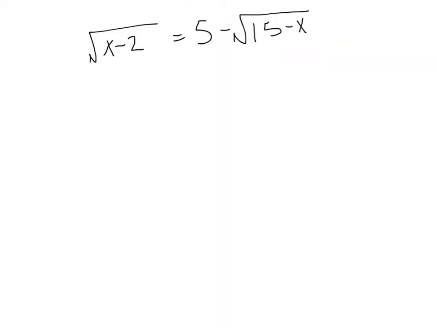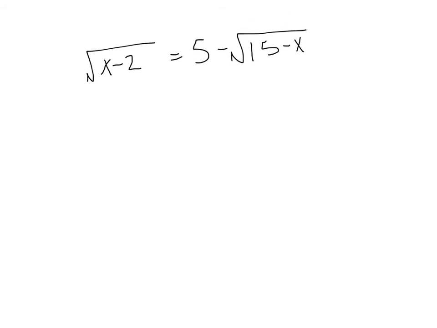Alright, last one here, we have square root of x minus 2 equals 5 minus square root of 15 minus x. Now make a note that when you have two separate roots, to separate those on different sides of the equal sign. So here we have one square root on the left and one square root on the right. If that was not the case, you want to make sure that is before you start. So since we do have that here, I'm going to go ahead and start by squaring both sides.